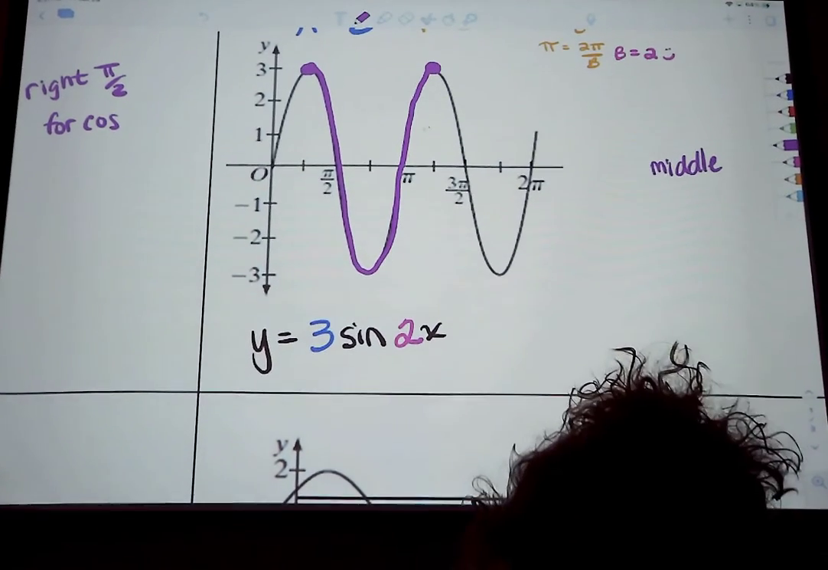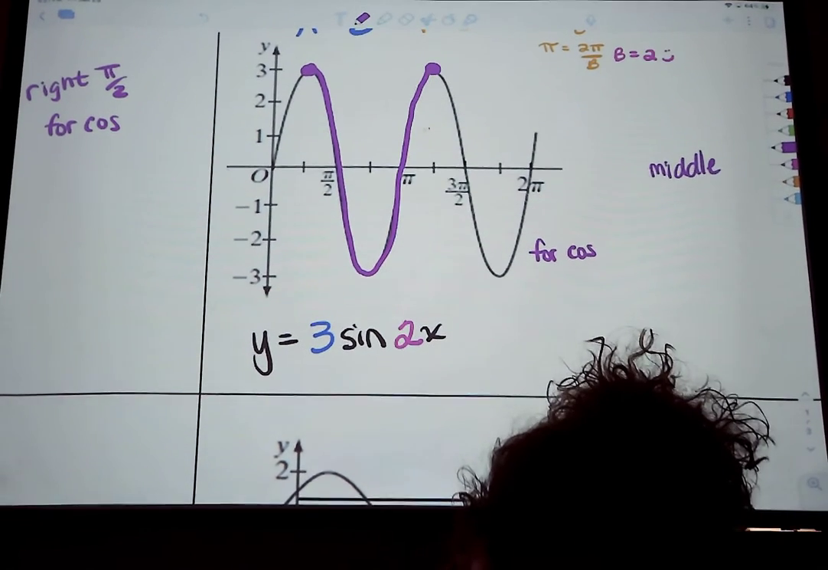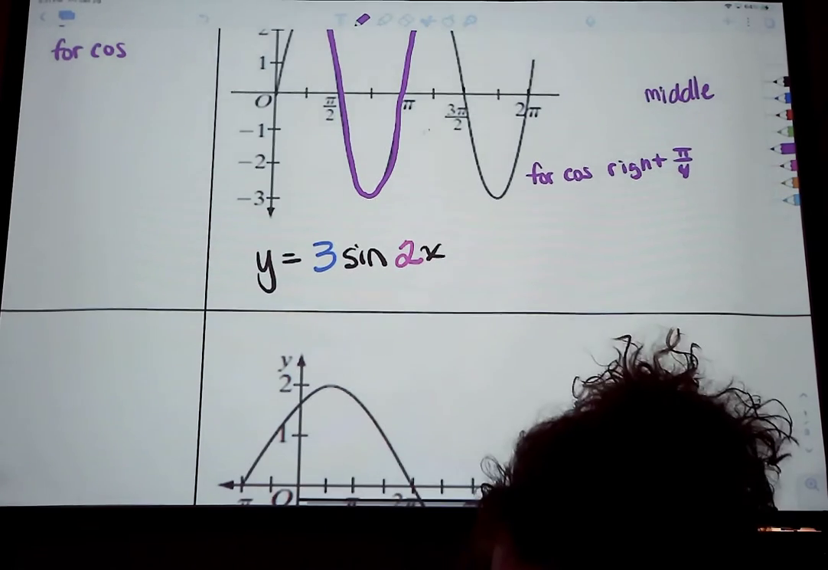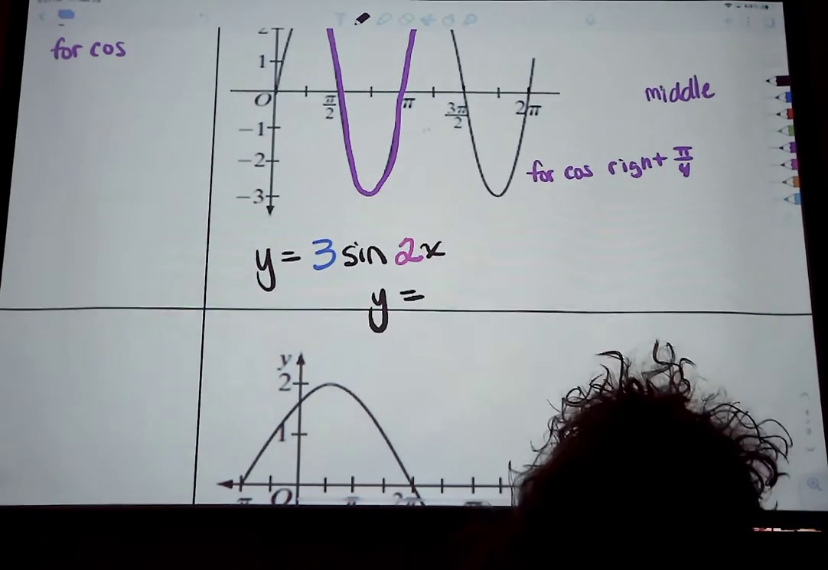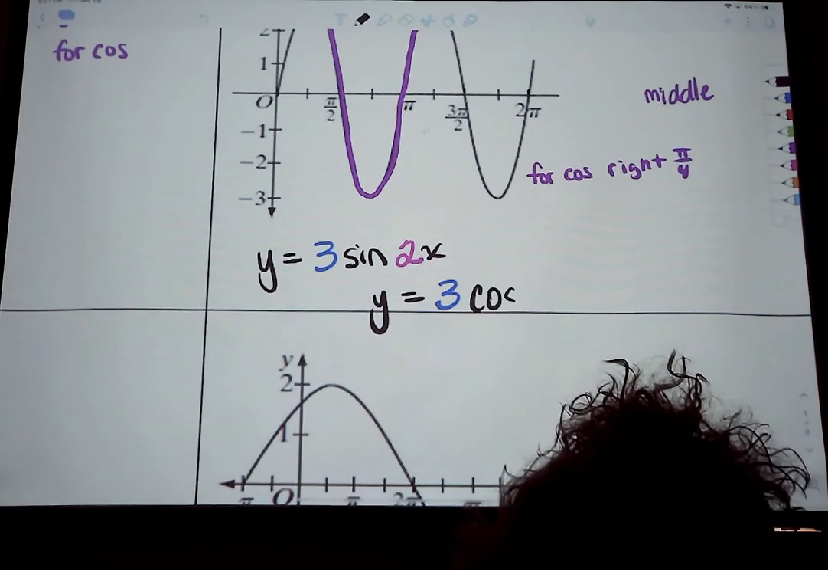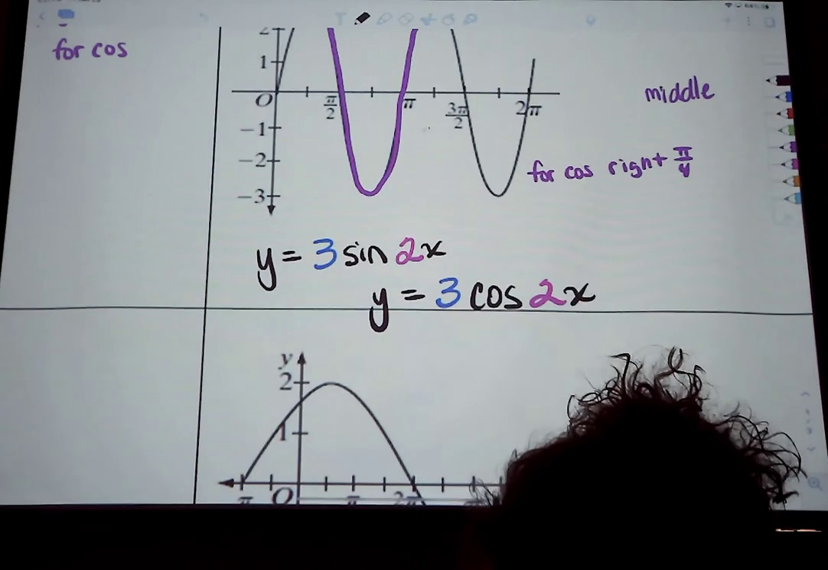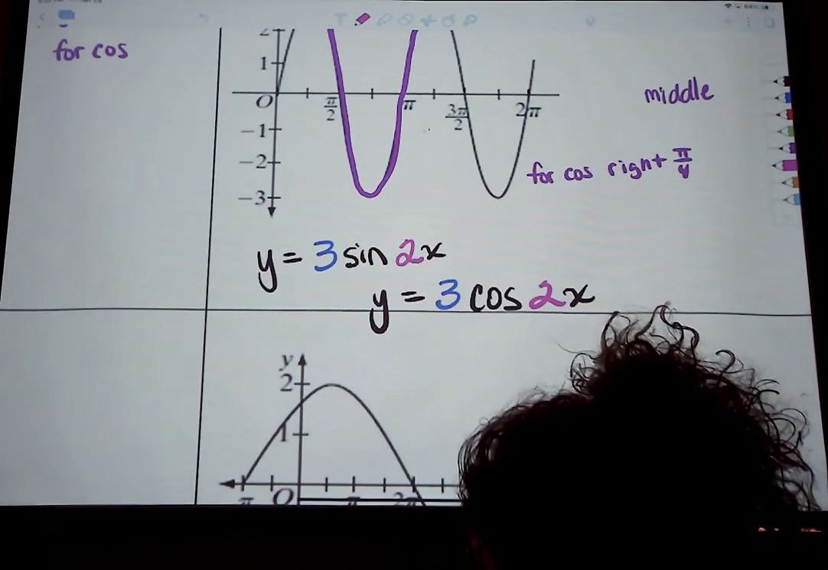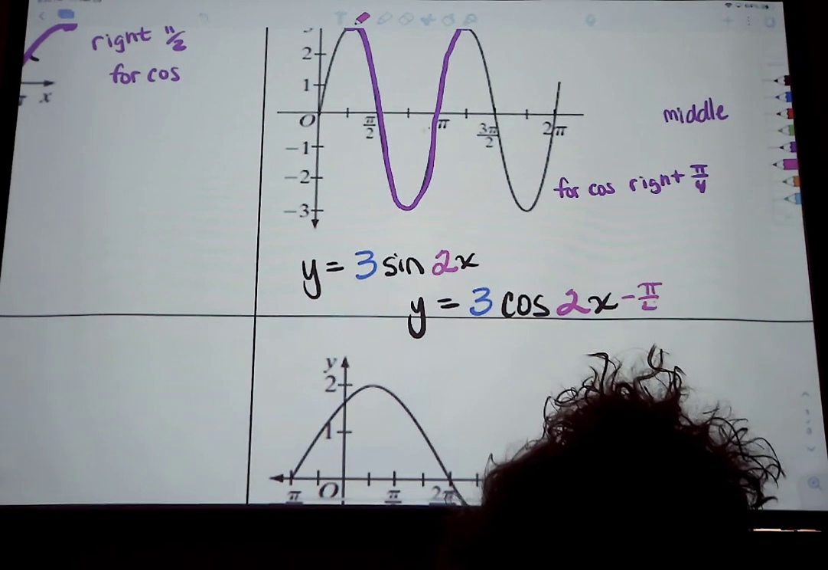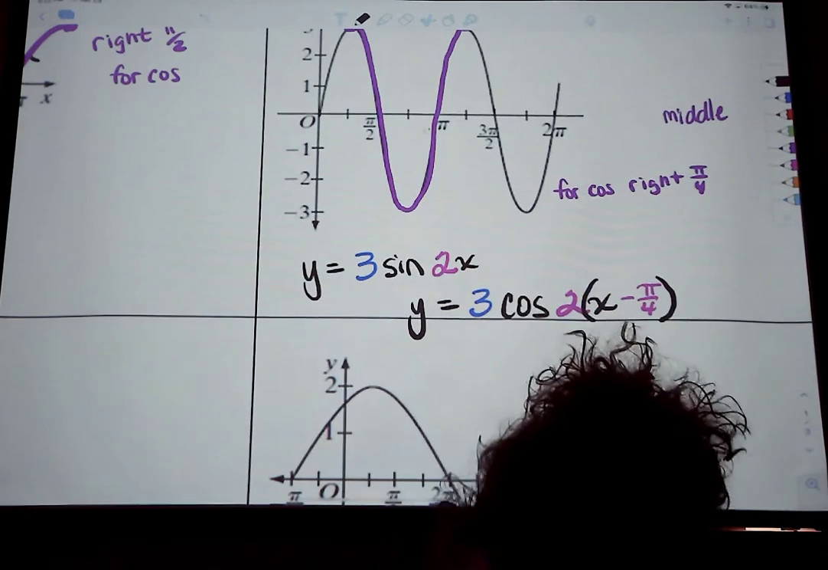So for cosine, it had to go right pi over 4. So let's make our cosine equation. Y equals same amplitude, cosine, same b value, and we have to say right pi over 4. Make sure you put your parentheses in the proper location.